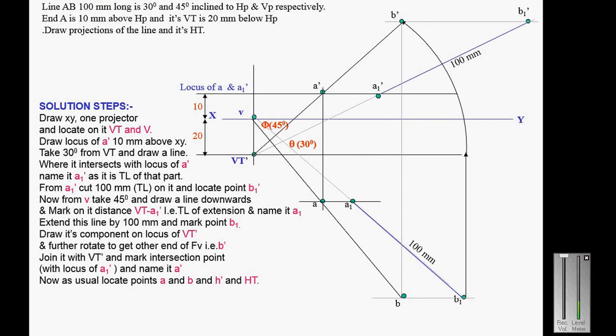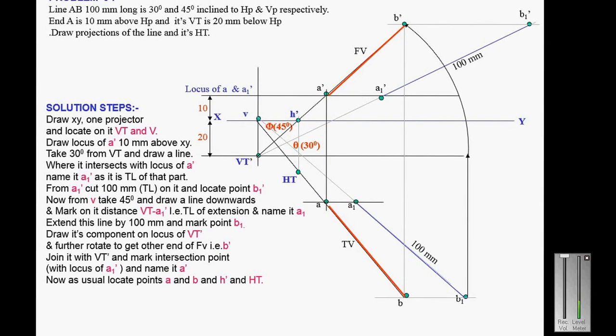So you will get the front view. The red line indicates the front view. A dash B dash will be the front view and AB will be the top view. Once you extend the front view, you will get the horizontal trace H dash. Draw a perpendicular line through H dash and then extend the top view, and you will get the horizontal trace HT.